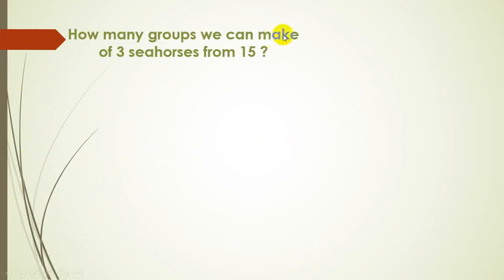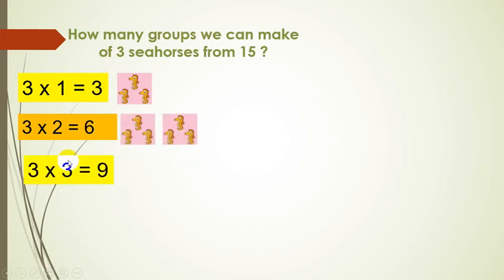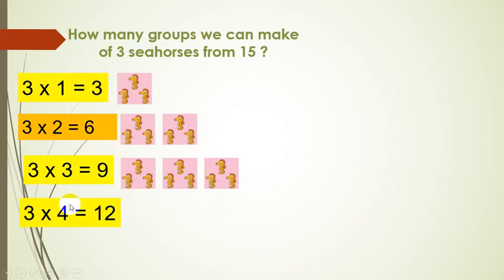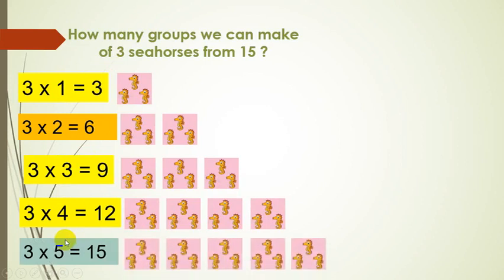How many groups we can make of 3 seahorses from 15? If I have 15 seahorses and I have to make group of 3s, how I can do it? Now I'm going to say the table of 3. 1 group of 3 seahorses is equal to 3, 2 groups of 3 is equal to 6, 3 groups of 3 seahorses is equal to 9, 4 groups of 3 seahorses is equal to 12, and 5 groups of 3 seahorses is equal to 15. So that means I was able to equally distribute 15 seahorses in 5 groups, and 5 is my answer.